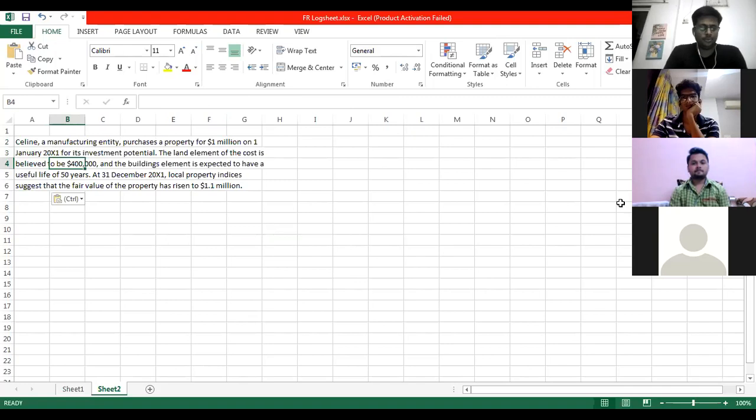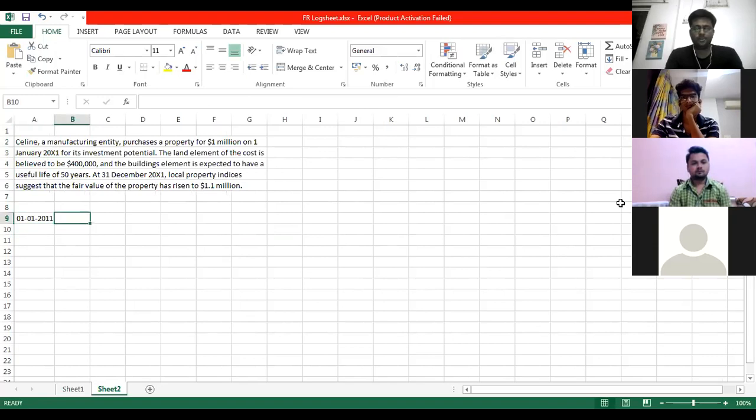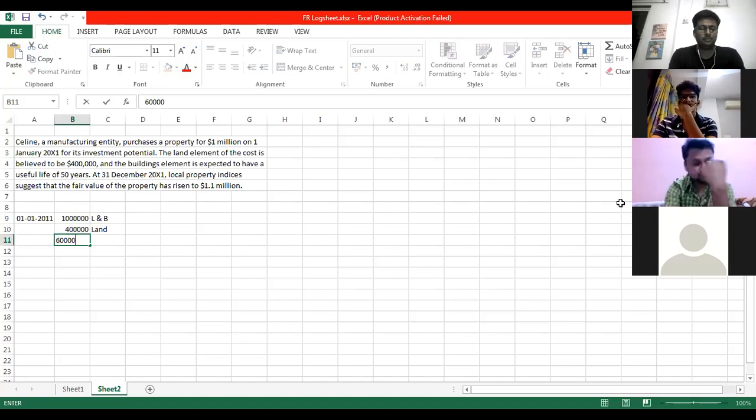So this is the question. Property was purchased on say 1st January 2011. It was purchased for almost 10 lakhs, 1 million. Out of this, now this is the total value of land and building. Out of this, 4 lakh is for the land and the remaining part, that is 6 lakh, is for the building.